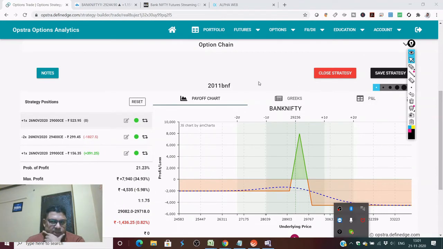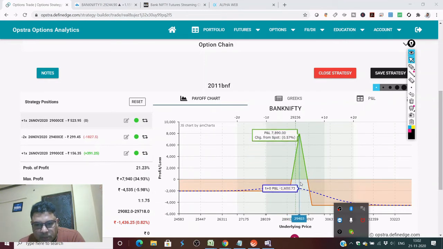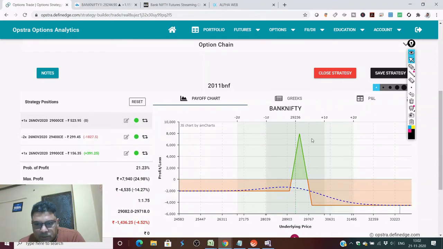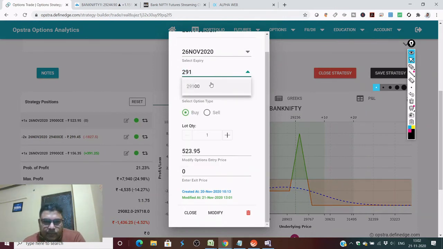Now as the market moves forward, earlier our position was 28,900, which was in profit. We booked that and now we moved to 29,000. So this is our new strike. We are expecting that if Bank Nifty starts moving up further, say up to 29,400, because 29,400 is your center strike which is at peak. So this is your peak profit zone. If it starts moving further, then again you go and say 29,100.